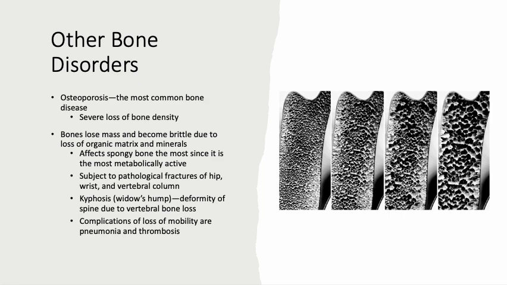This can cause things like kyphosis, which is a widow's hump, a deformity of the spine due to vertebral bone loss, so softening of the bones in the vertebrae. And then complications of loss of mobility are pneumonia and thrombosis. As people become more immobile because their bones are weakening, they get more at risk for things like pneumonia and thrombosis, or blood clots.